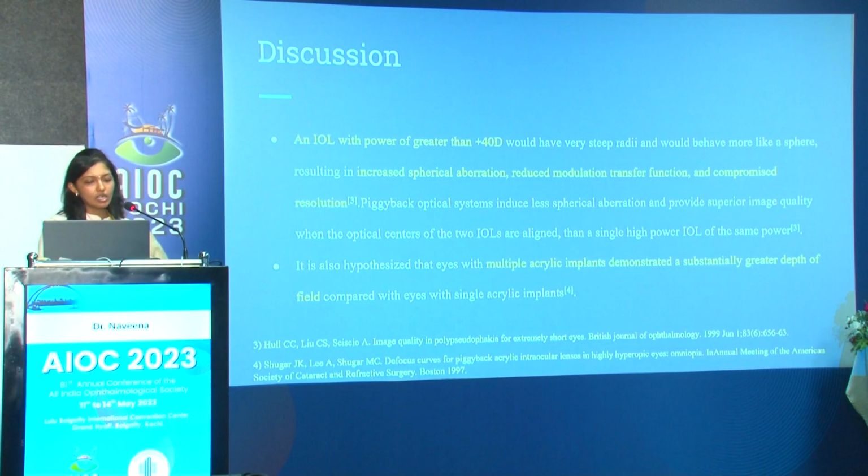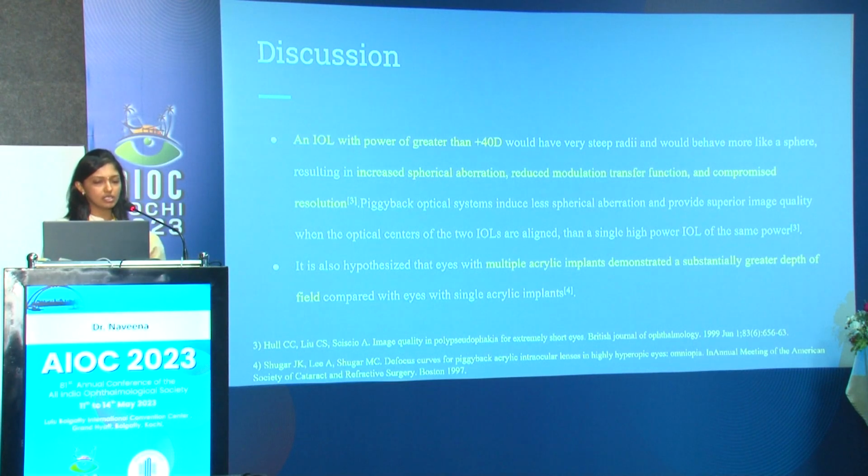Discussion. Another option in anophthalmic patients is to place a customized high-power IOL. An IOL with a power of greater than plus 40 diopter would have very steep radii and would behave more like a sphere, inducing increased spherical aberration, reduced modulation transfer, and compromised resolution. Piggyback optical systems induce less spherical aberration and provide superior image quality when the optical centers of the 2 IOLs are aligned than a single high-power IOL of the same power.